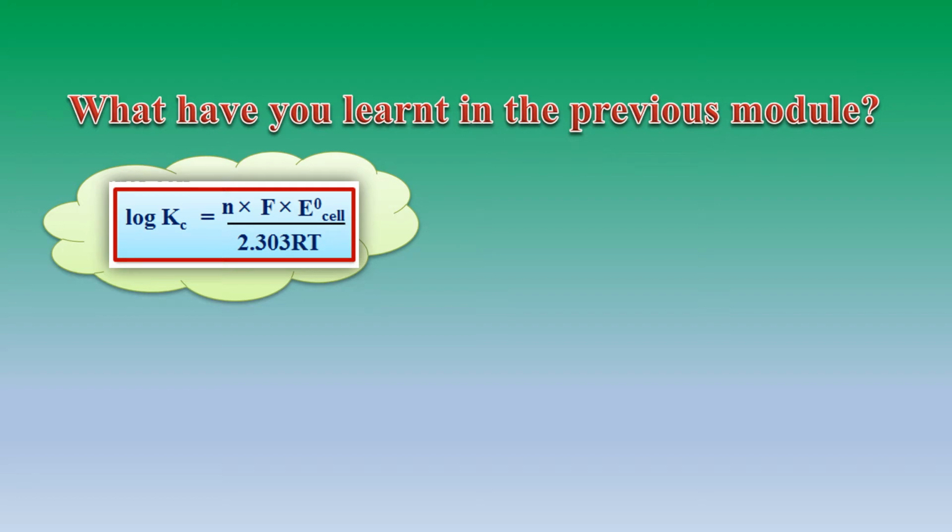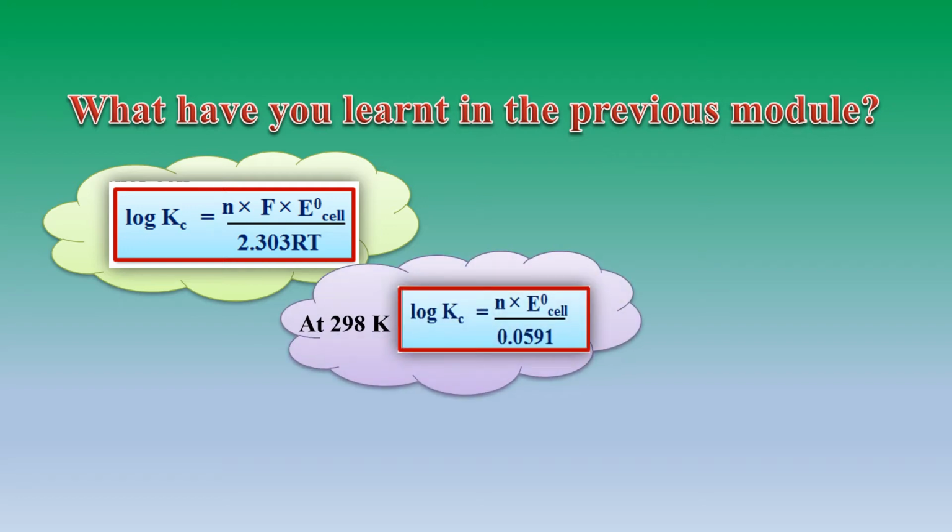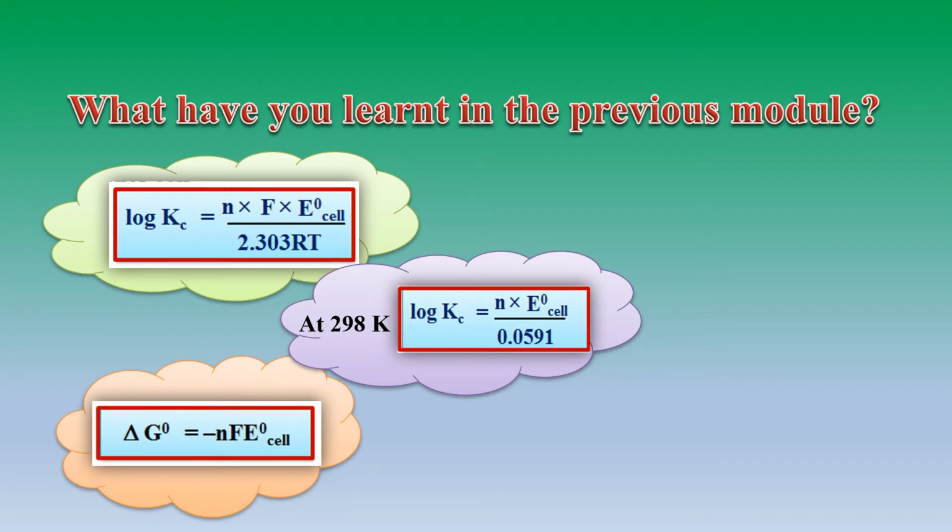Log Kc is equal to nFE° of cell divided by 2.303 RT. This is in general. At 298 Kelvin, log Kc is equal to n times E° of cell divided by 0.0591. ΔG° is equal to minus nFE° of cell. These are some of the formulas we use for problem solving. Let's consider some of the problems.